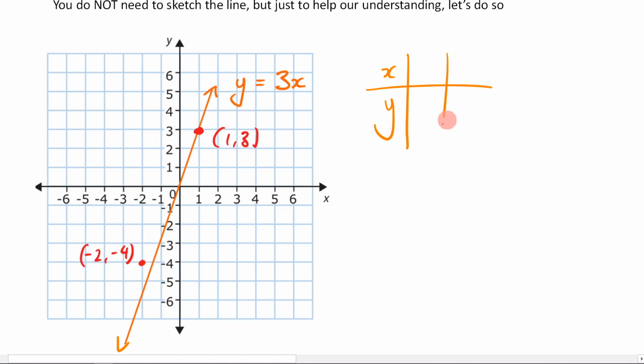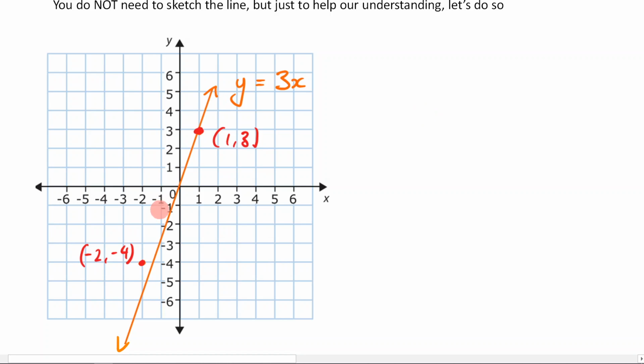We would then have to sub in points. For instance, we could do 1 and 2 and say when x is equal to 1, y is going to be equal to 3. When x is equal to 2, y would be equal to 3 times 2, which is 6. And then you'd have to plot them all. It would take a long time. So that's why preferably we don't want to sketch it. But just to help us here, it's easy that we have a sketch.